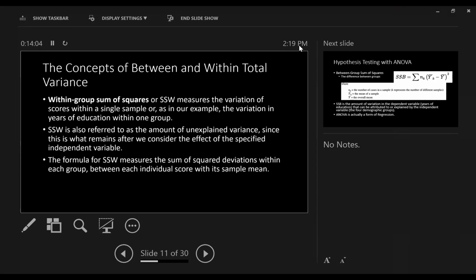We're going to look at a formula in just a minute. So that's for SSB. Now we're going to do SSW. Those are the within group sums of square, which is the variation of scores within a single sample, or in our specific example, the variation in years of education within one racial group, right? So you're looking across and you're looking within. It's also referred to as the amount of unexplained variance, and this is what remains after we consider the effect of the specified independent variable.